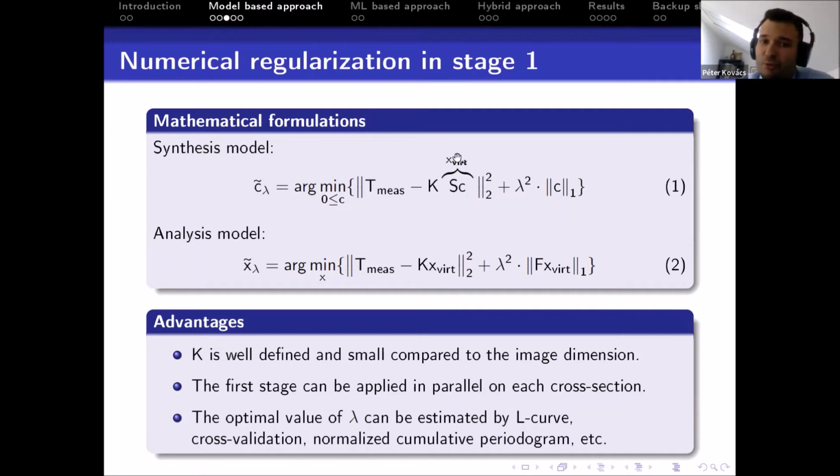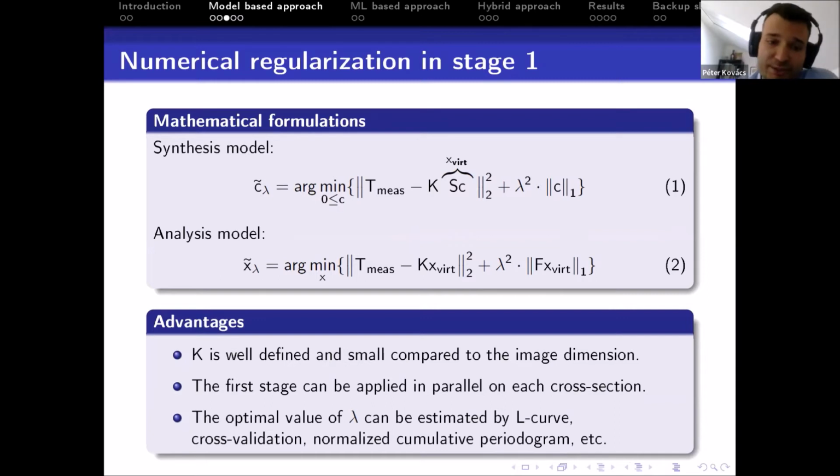In the first stage, we want to determine the virtual wave image. In both stages, the goal is to find a good approximation to the virtual wave image. In the synthesis model, we can look for the virtual wave image in a linear form, and we assume the sparsity of C. In the second approach, the analysis model, we are looking for the solution X, but we assume the sparsity of X in another domain. So in the L1 penalty term that forces the sparsity of the solution, we are assuming sparsity in another domain.